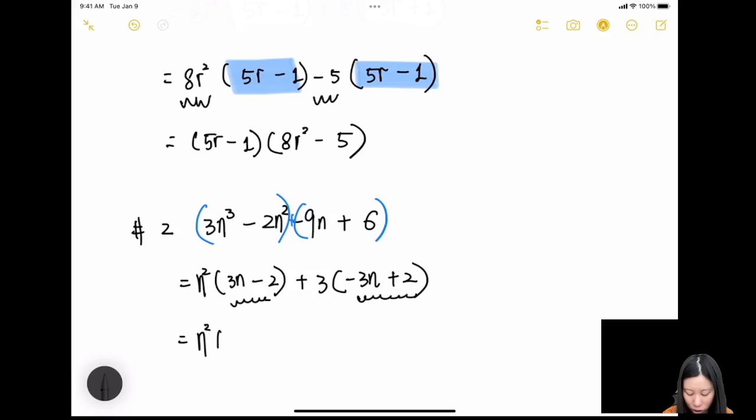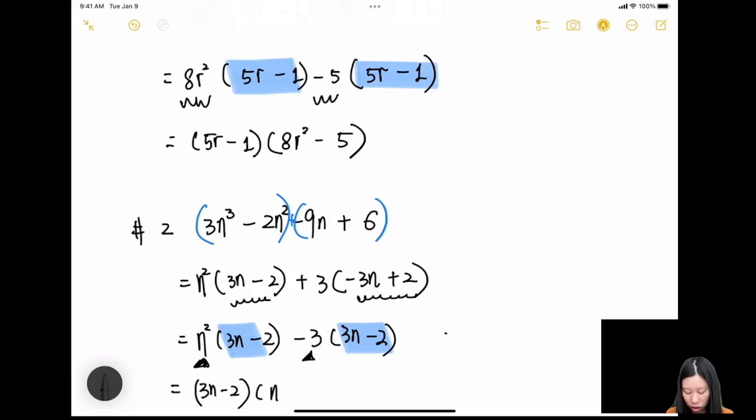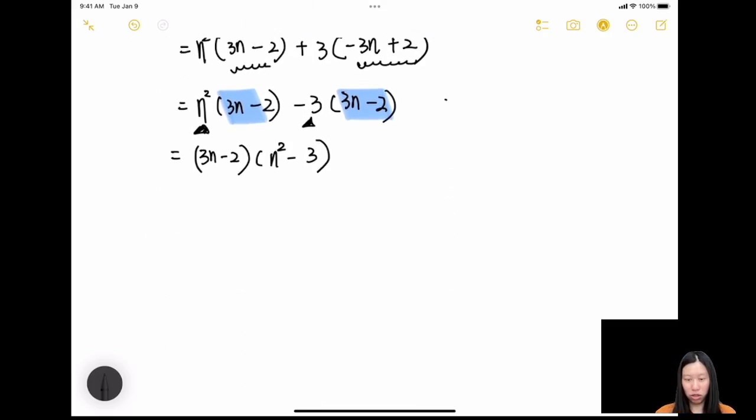So I have n squared times 3n minus 2. When I pull out the negative 1, I have negative 3 times 3n minus 2. Now they have a common factor, 3n minus 2 and 3n minus 2. So I have 3n minus 2. What's left? n squared and negative 3. Don't forget the negative sign. Very good.